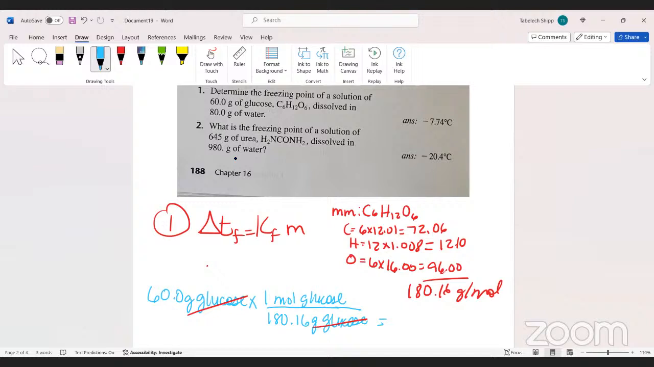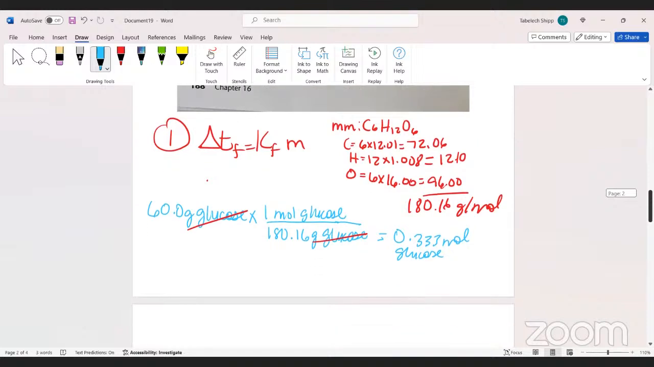So you're going to say 60.0 divided by 180.16. And you only need 3 of those numbers. So I'm going to write 0.333 moles of glucose. All right, we need that number because we're also going to have to do what? We're going to convert the grams of water, okay?